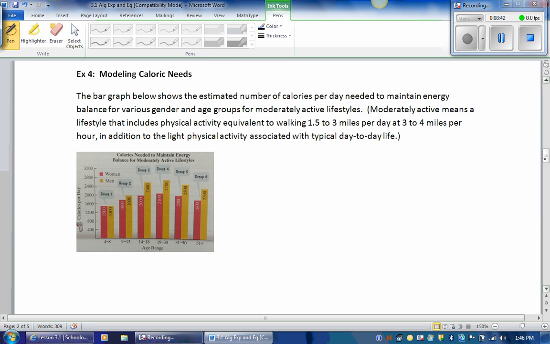Okay, so let's talk about modeling caloric needs. So we're going to work with a word problem here and figure some things out. Bar graph below shows the estimated number of calories per day needed to maintain energy balance for various gender and age groups for moderately active lifestyles. Moderately active meaning a lifestyle that includes physical activity equivalent to walking about 1.5 miles to 3 miles per day at 3 to 4 miles per hour, in addition to light physical activity associated with typical day-to-day life. Okay, so we're going to be using that bar graph to now answer some questions.